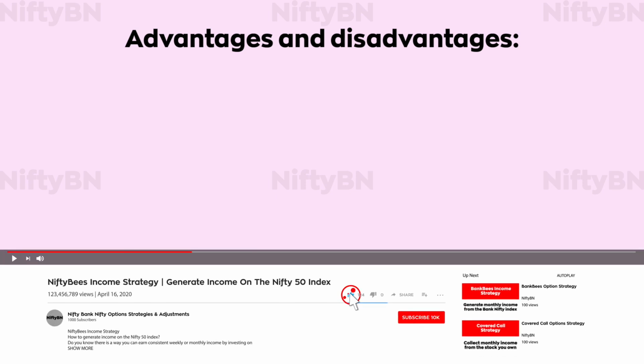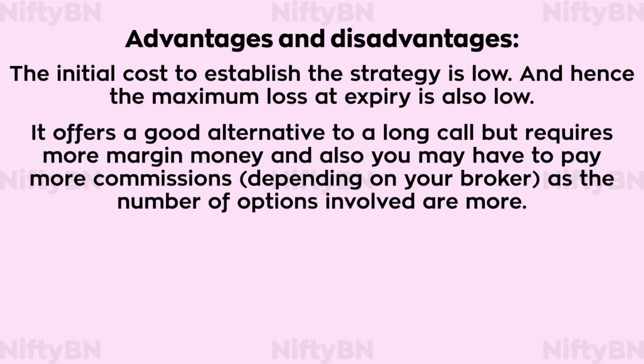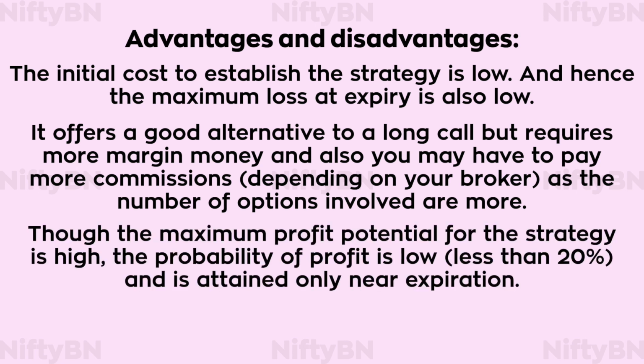Now it's time to look at some advantages and disadvantages of the Christmas tree butterfly with calls option strategy. The initial cost to establish the strategy is low, and hence the maximum loss at expiry is also low. It offers a good alternative to a long call, but requires more margin money, and also you may have to pay more commissions, as the number of options involved are more. Though the maximum profit potential for the strategy is high, the probability of profit is low and is attained only near expiration. The probability of profit is less than 20%. It has a narrow profit range.